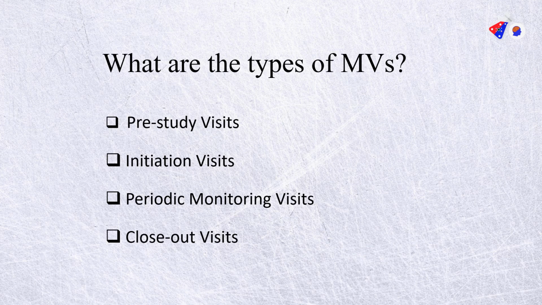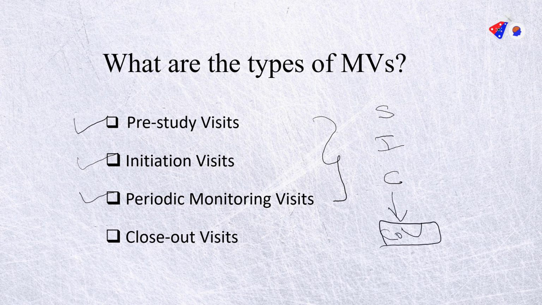So till now we have seen the pre-study visit, the initiation visit, and the periodic monitoring visit. So till now the trial got initiated and the trial got completed. And after these three steps, now the trial is going to be closed out. So we have to conduct the closeout visit. Let's see what a closeout visit is.